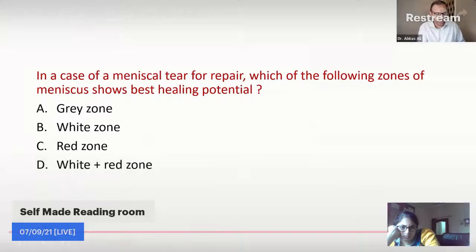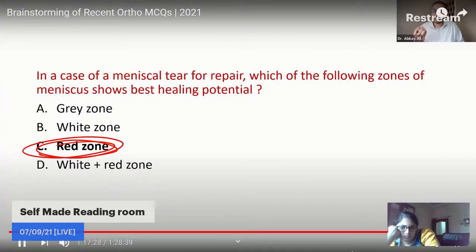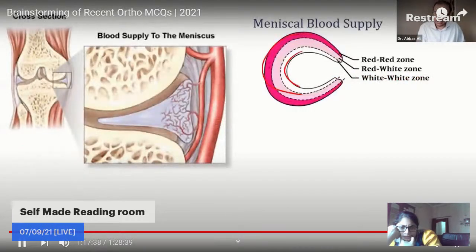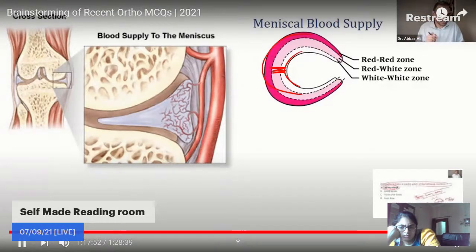Yes, the answer is red zone. Meniscal injury in the red zone will heal because it has vascularity. In the white zone it may not heal because it does not have vascularity; it has nutrition from the synovial fluid. Remember, the meniscus has a peripheral red zone, a white zone at the center, and in between you have the transition zone where the blood supply is not so clear. That is why the surgeon makes sure that the injury is in the red zone, so that it should heal. Is that clear?